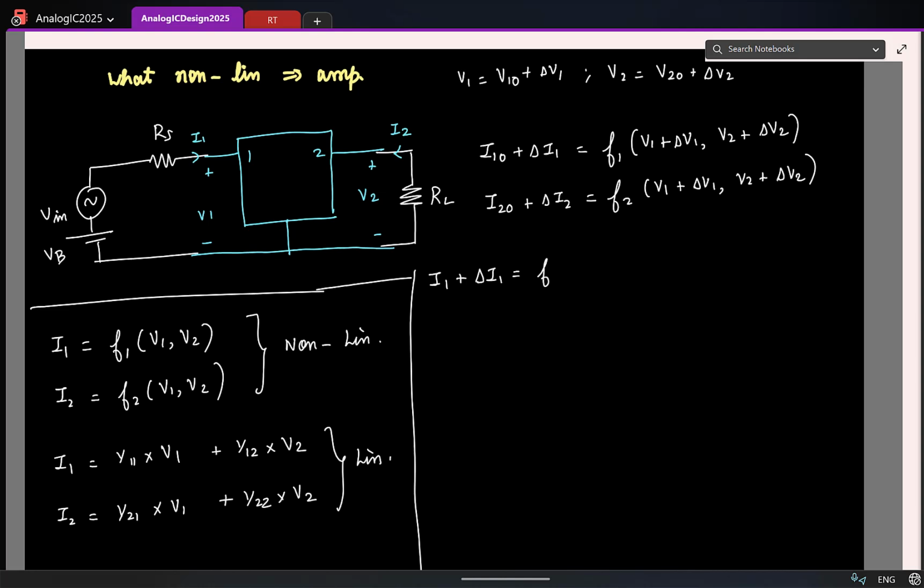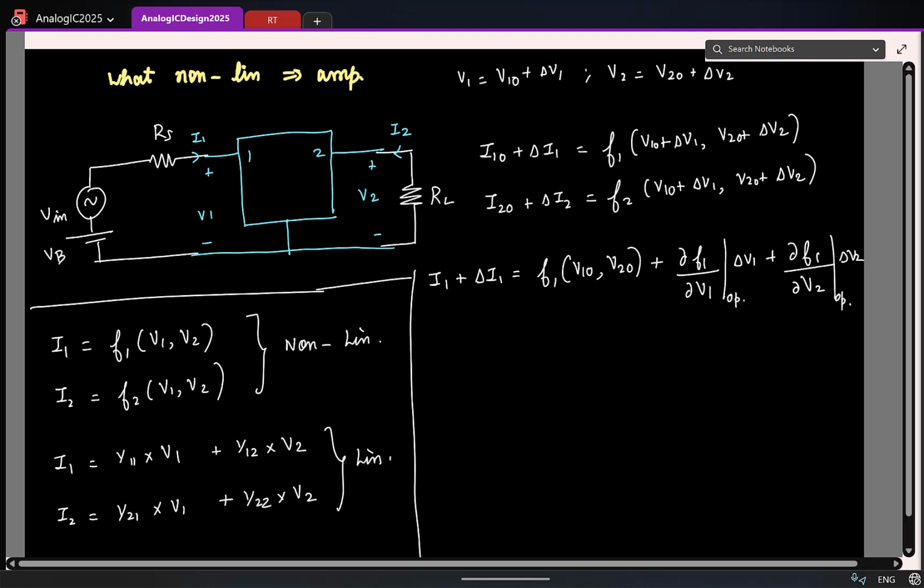So this is going to be V1O, V2O. I made a mistake, this should be V1 operating point plus delta V1. If I expand this, I'll have F1 of V1O, V2O, plus now I'll have partial derivatives, F1 by dou V1, and this should be evaluated at the operating point, times delta V1. Similarly, I have partial derivatives of V2 at the operating point times delta V2. You will have delta V1 square, delta V2 square, that we'll ignore. That's a small signal approximation.